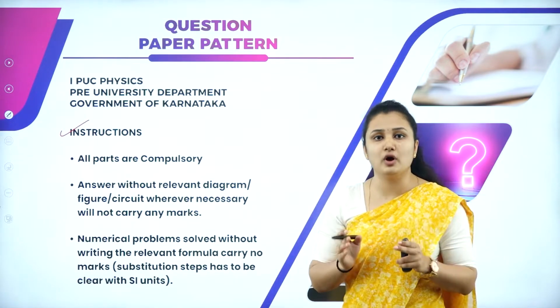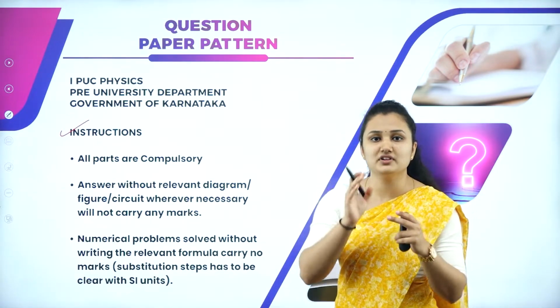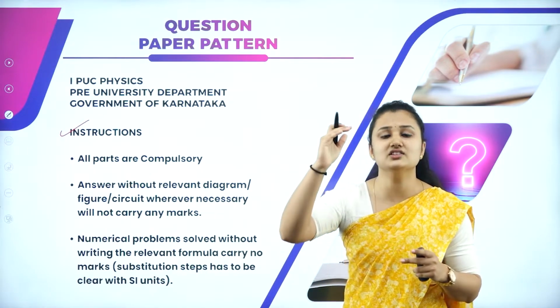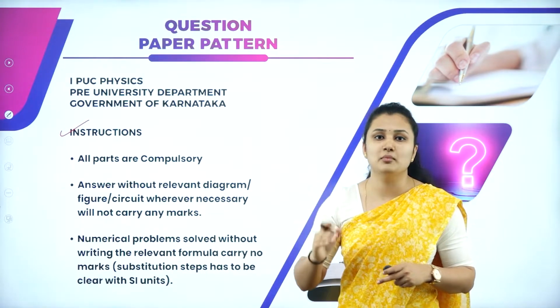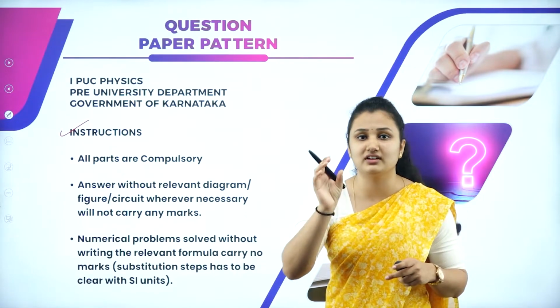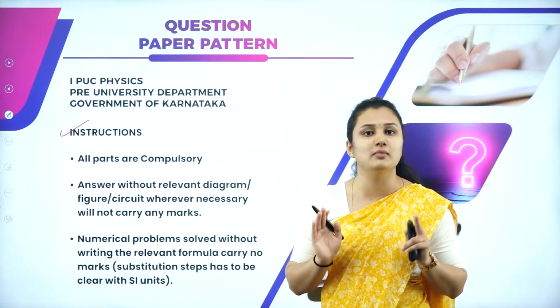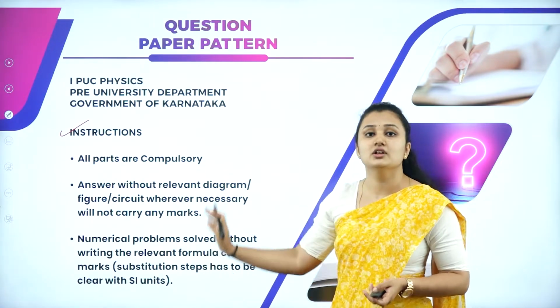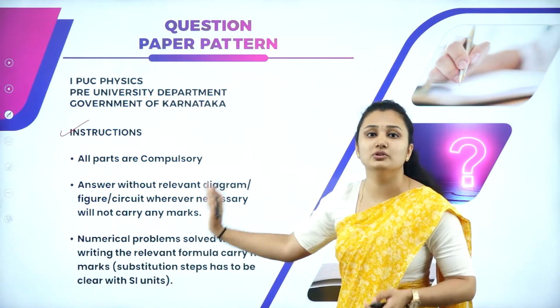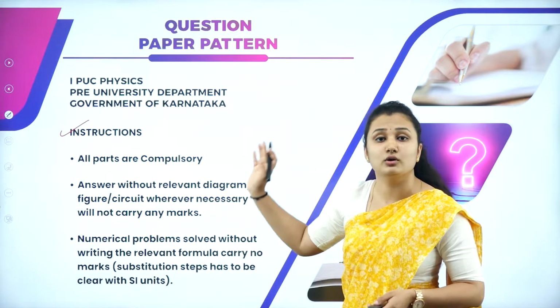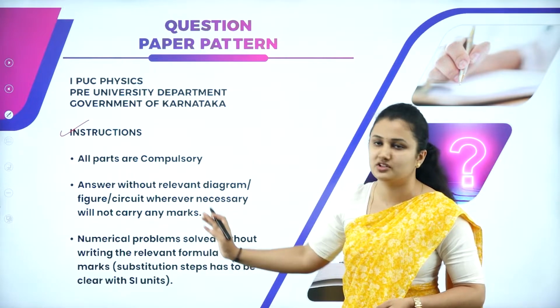So once you get the formula, start substituting. After substitution, write a clear answer with SI unit. So each step in the numerical has the marks. Just writing directly formula or directly the answer without a proper SI unit will not fetch you full marks. So those are the instructions. So I request you, please do go through the instructions before you start answering the question paper, before reading or looking into the questions in the question paper.